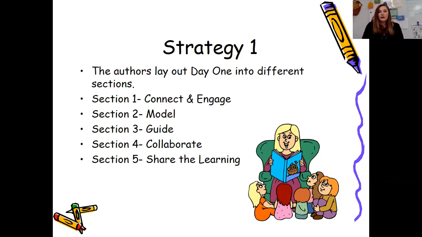So if we look at section 1 and it says connect and engage, it has teacher notes on the side, and it says that you should discuss and define nonfiction and fiction.